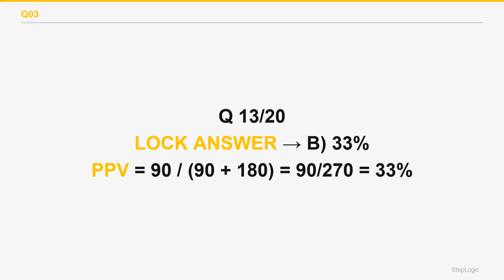The trap is choice A, 90%, which is the sensitivity, true positives divided by all diseased. PPV and sensitivity are different. PPV depends heavily on disease prevalence. In a low prevalence population, even a sensitive test produces many false positives, dragging PPV down. That is exactly what happened here.